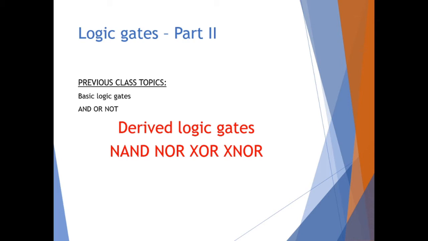In the last presentation, we have completed basic logic gates: AND, OR, NOT. In this video, we will see derived logic gates. They are NAND, NOR, XOR and XNOR. These gates are called derived logic gates because you can derive these gates using two or more basic logic gates.